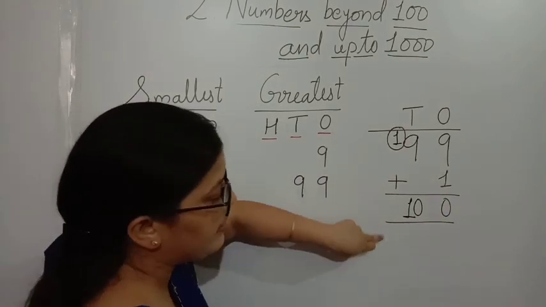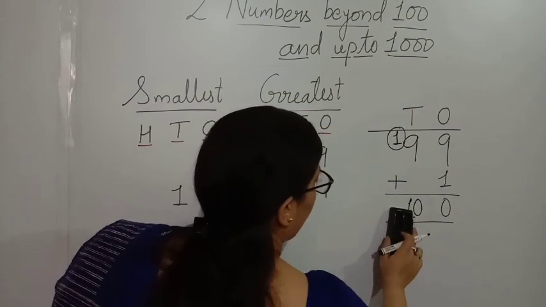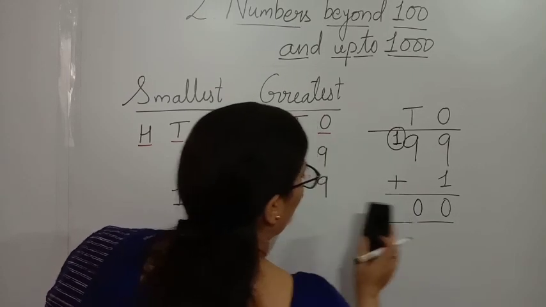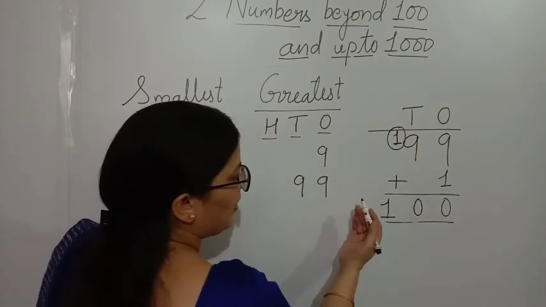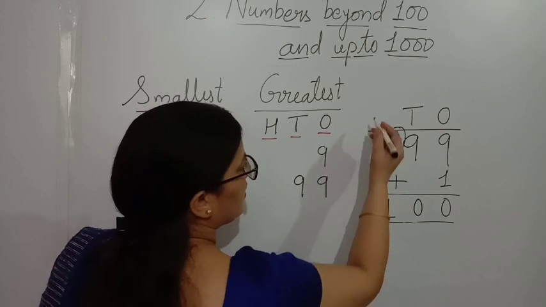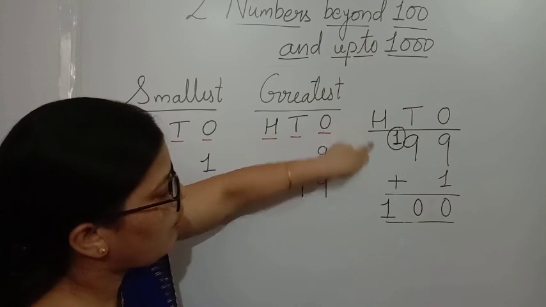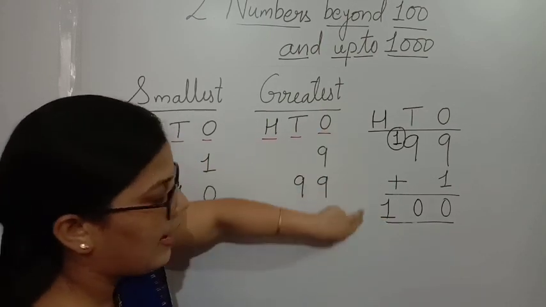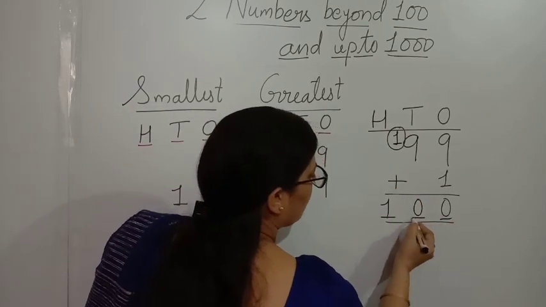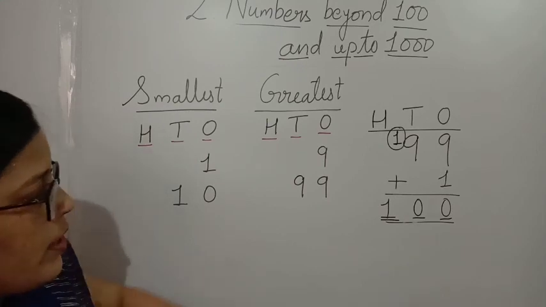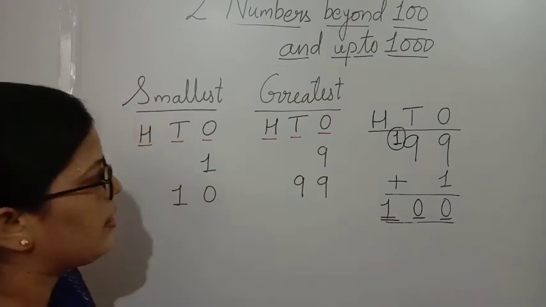But as I said, any place can have only 1 digit, so this 1 will make another place. The third place after tens is the hundreds place. The 1 will be shifted to the hundreds place. So now see how many digits there are: 1, 2 and 3. This 100 is a 3 digit number.